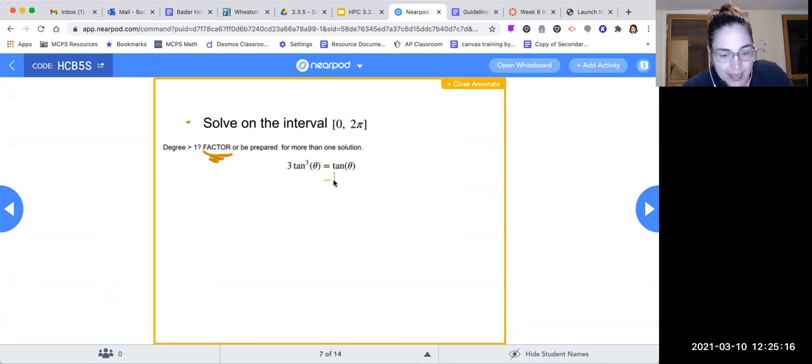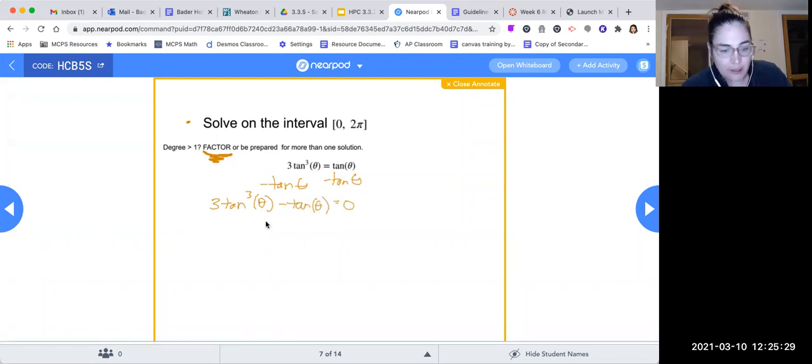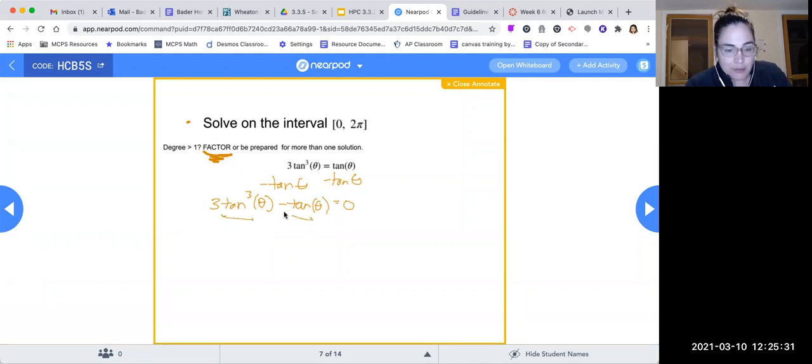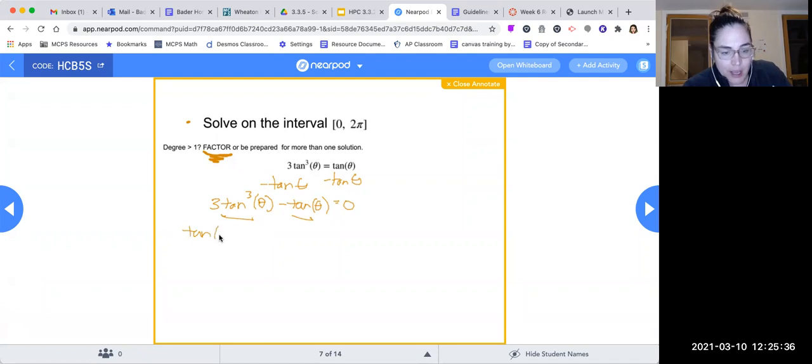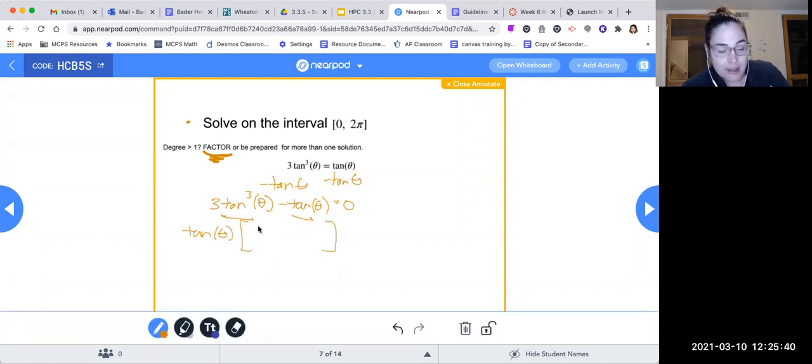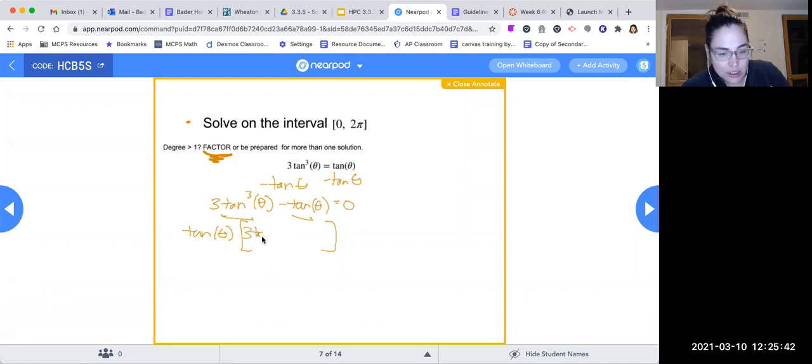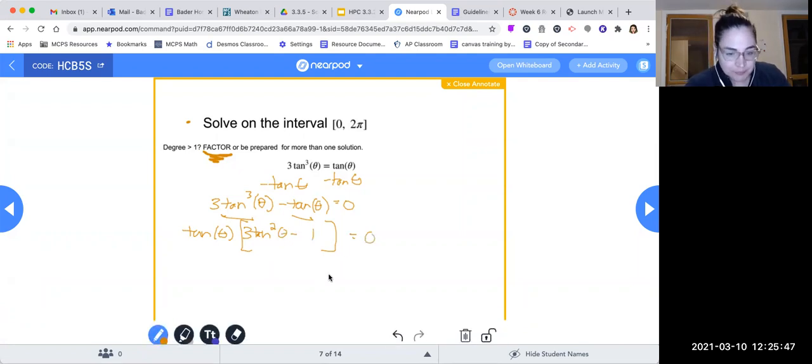So if I subtract tangent of theta from both sides, I'm going to have an opportunity to factor and simplify. So 3 tangent cubed theta minus tangent of theta equals 0. Now see how out of this expression, there's a greatest common factor of tangent of theta. So I can pull a single tangent of theta out of this expression. And what am I left with? Tangent of theta times 3 tangent squared theta minus 1 equals 0.